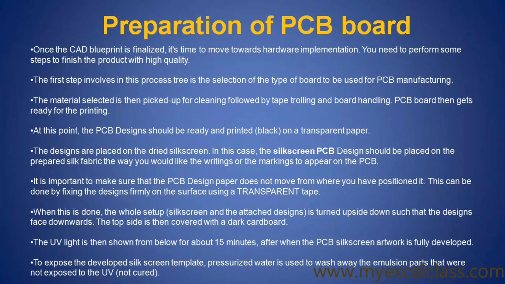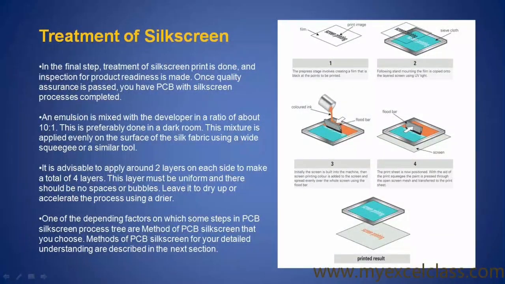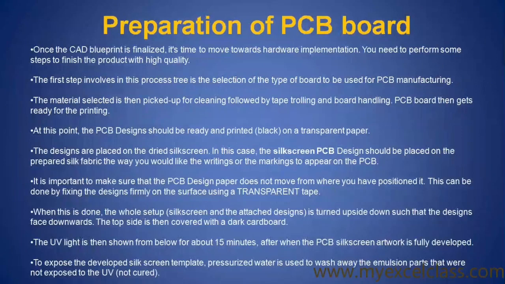You see here, I'm going to show you. These are the cardboards, and this is the film. You see here. After this, you print black. This layout is printed black on this film. After this black printing, the designs are placed on a dried silk screen. This layout film is ready for the silk screen process.